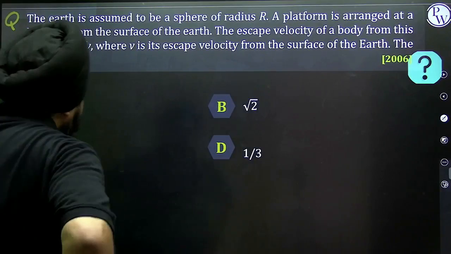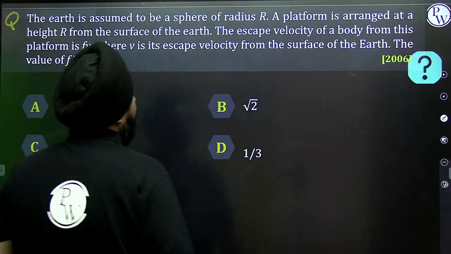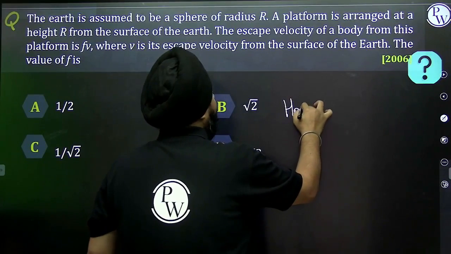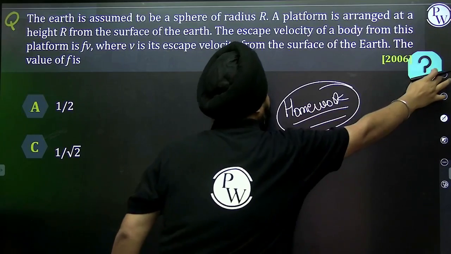The earth is assumed to be a sphere of radius R. This you can do. Again, a question on escape velocity was asked in 2006. So this is homework from my side, guys. You can answer this question beneath the video.